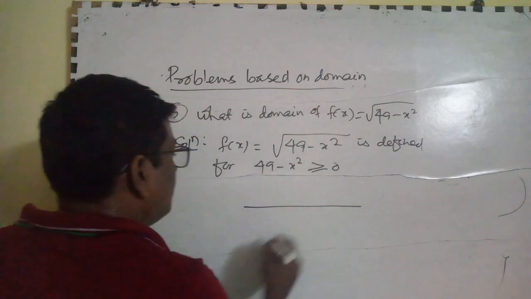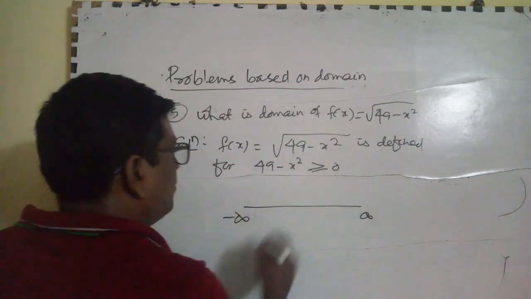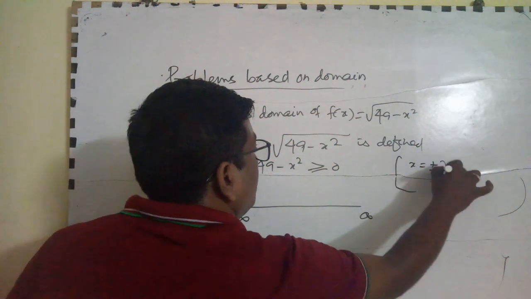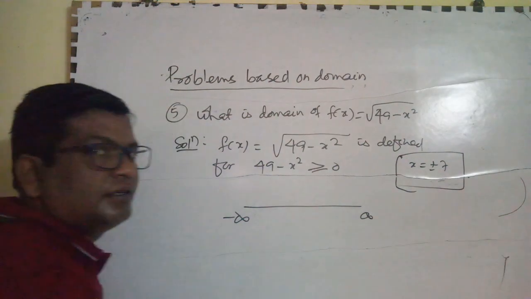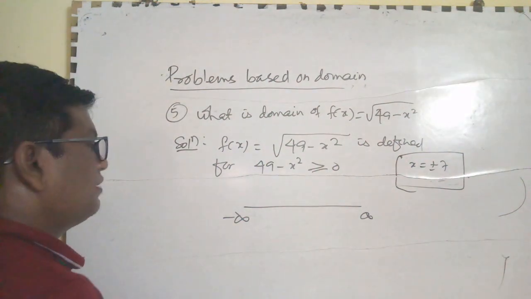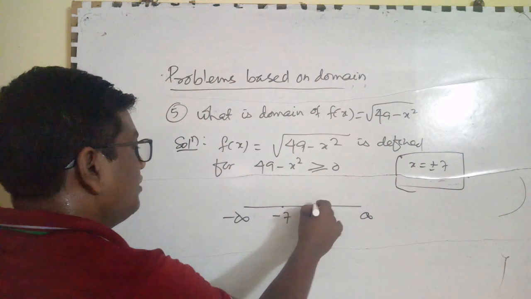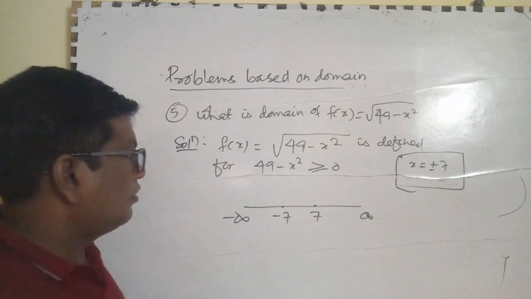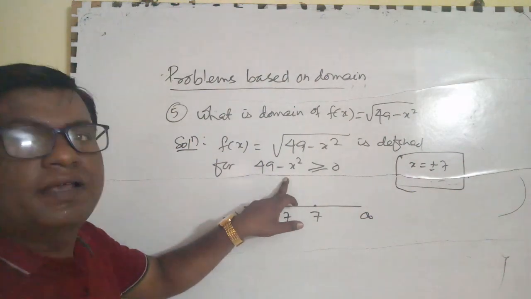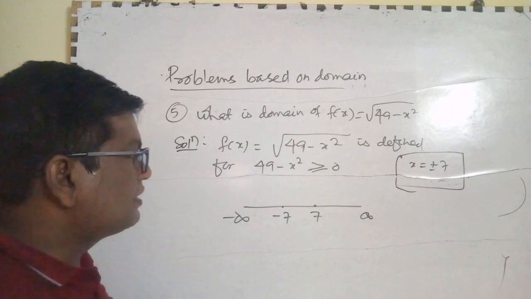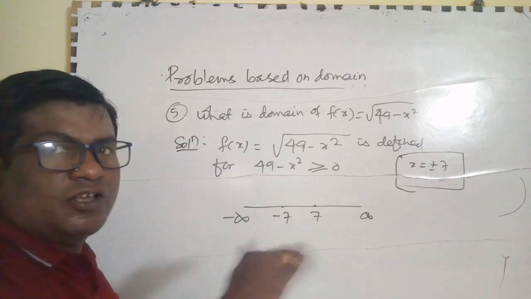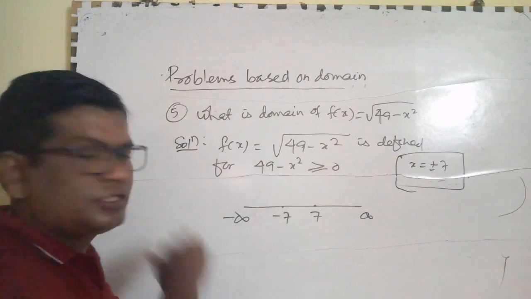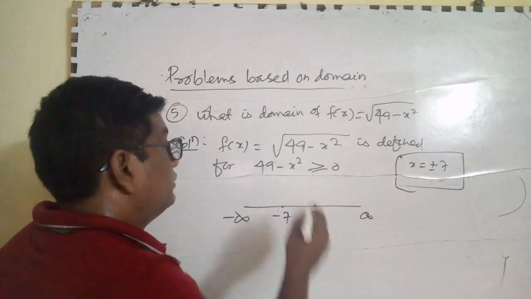Solving this, we get, as rough work, x is equal to plus or minus 7. Here minus 7, here plus 7. What is the sign rule? Here the coefficient of x square is minus 1. So what is the sign rule? Put minus sign from the right to left, alternate minus, plus, minus.